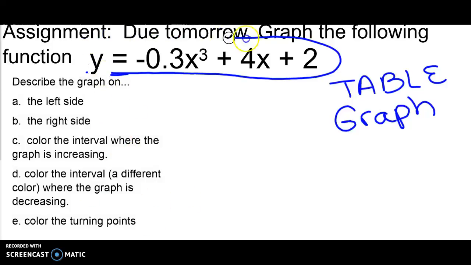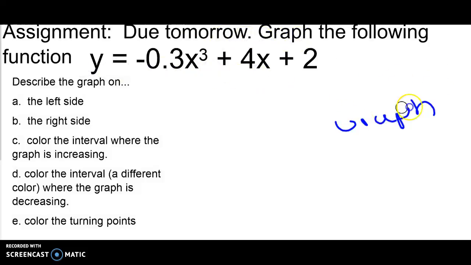If you finish during class today, you can turn it in. If you are finishing your test, then this is due for homework tomorrow.